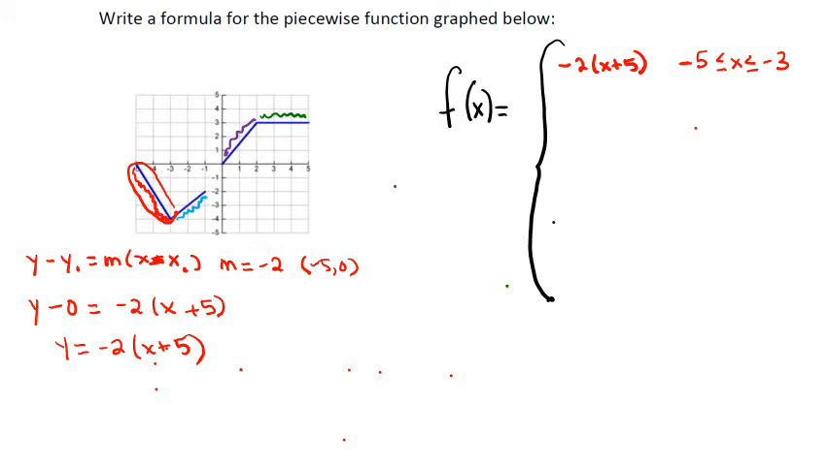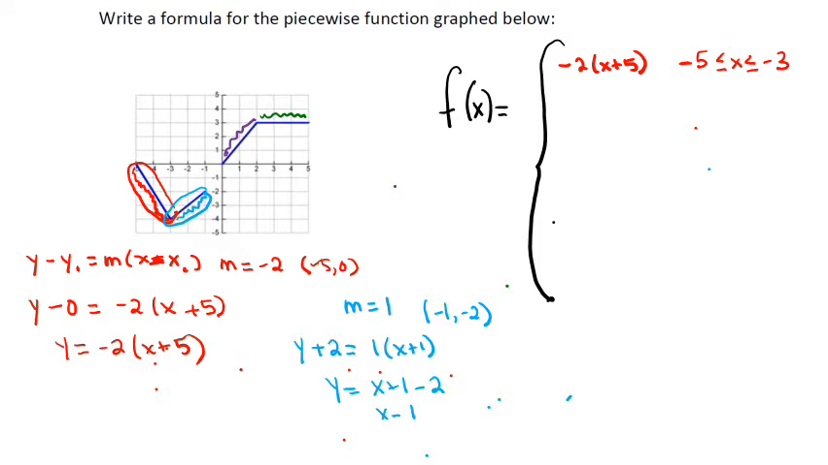So now I'm going to do the light blue section of the graph. I'm going to find the slope for it. Its slope is 1, 2, 1, 2. So its slope is 1. And a point on that particular little segment is negative 1, negative 2. So my equation then is y minus the y value is the slope times x minus the x value, or y equals x plus 1 minus 2, or x minus 1. And that definition is good for x values starting at negative 3 and stopping at negative 1.